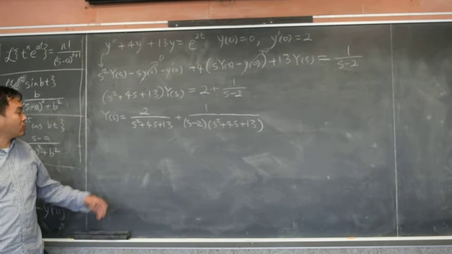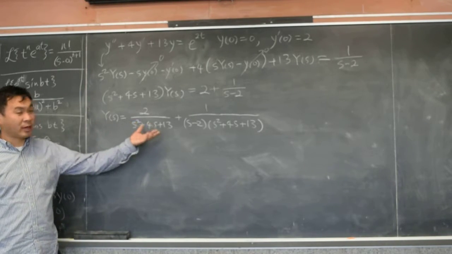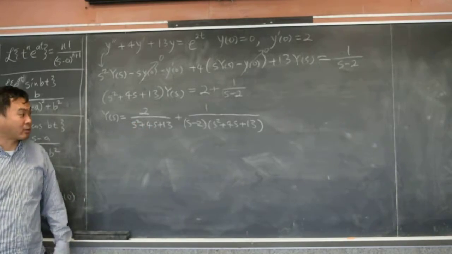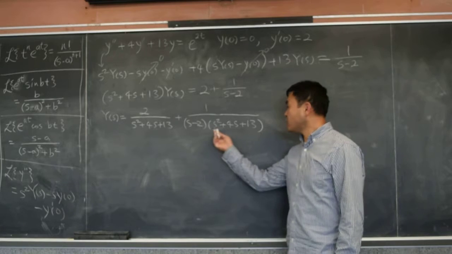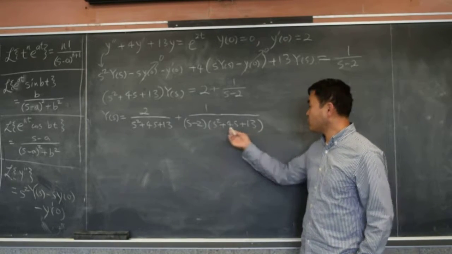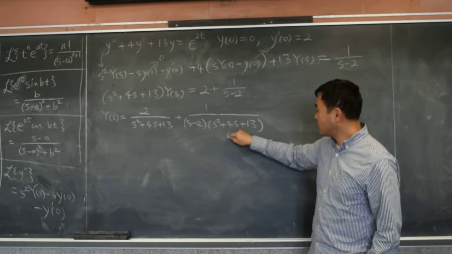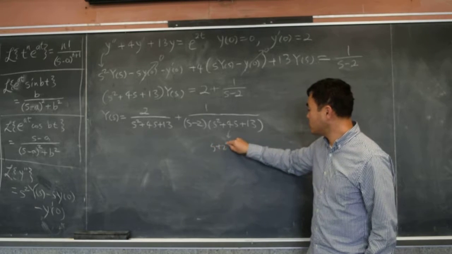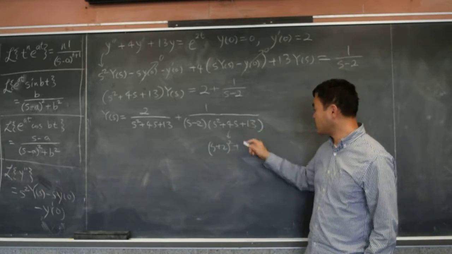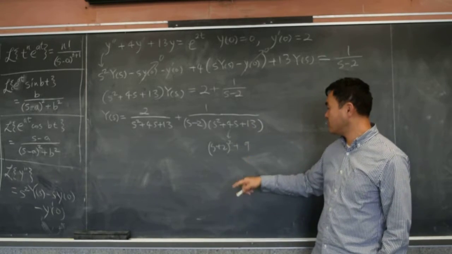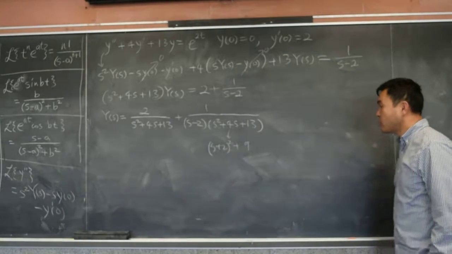And again, in order to figure out what y of t is, we have to do the partial fraction expansion. Notice that this cannot be factored. The best you can do is complete the square. This is s plus 2 squared. 2 squared is 4, 4 plus 9 is 13, so it's 9. Or you can rewrite this as 3 squared.